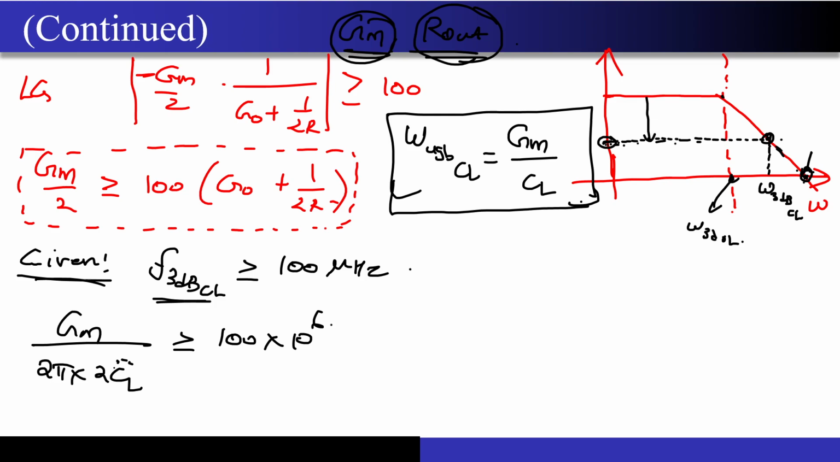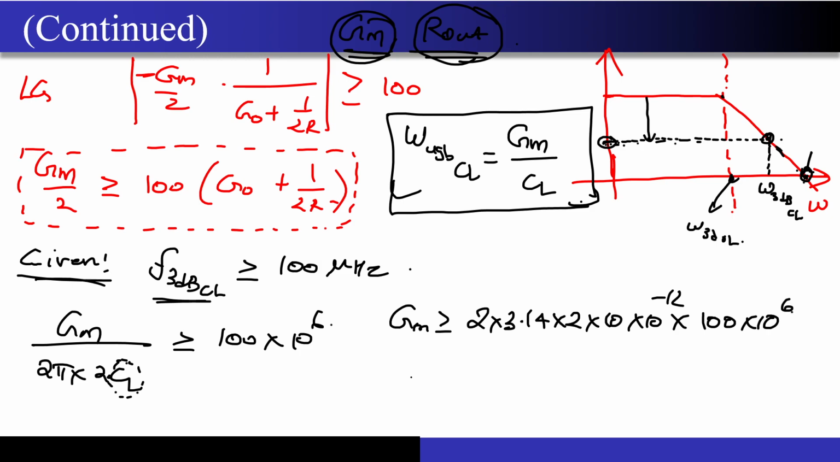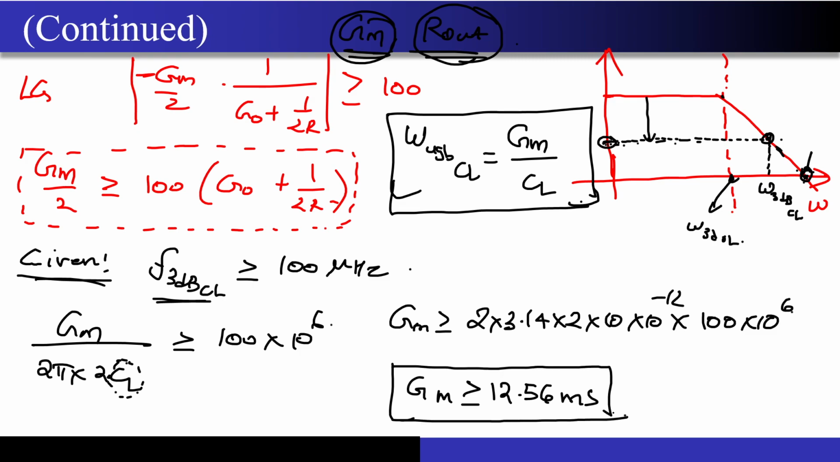The CL capacitor was given to me, remember, 10 picofarad. So gm has to be greater than or equal to 2 into 3.14 into 2 into 10 picofarad into 100 into 10 to the power 6. Now if you do this calculation, the gm will come out to be greater than or equal to 12.56 millisiemens. At least I got a spec on the gm of the transistor. That's very good news. So now remember this condition also.